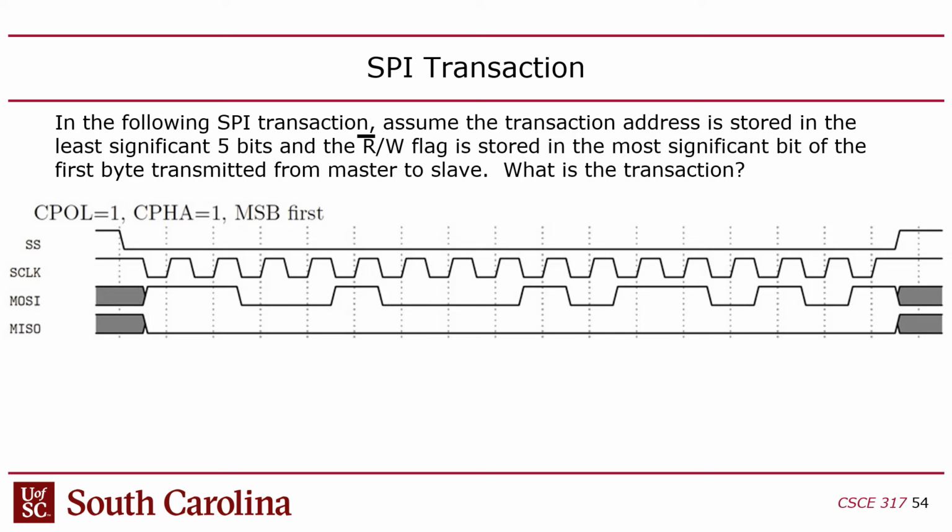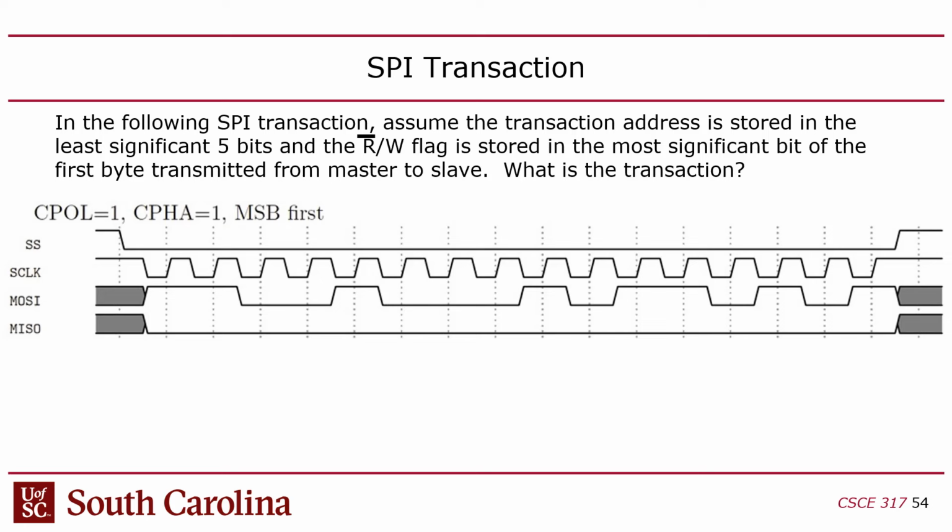Okay. So now we have an example of SPI transaction, and again, CPOL 1, CPHA 0. CPOL 1, is it 0 or 1, idle clock? 1. CPHA 1, first or second? Second. Okay, good. Most significant bit, it's just when you read. So chip select 0. From now on, we have a transaction. Then we have read-write flag storing the most significant bit of the first byte transmitted from the master to slave. So we have clock.